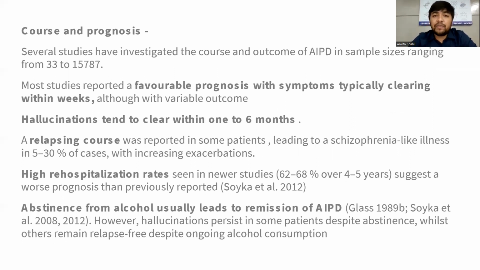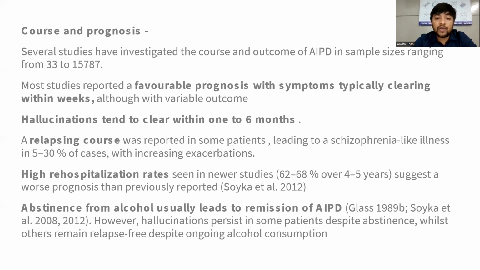Most studies reported a favorable prognosis, with symptoms typically clearing within weeks. Hallucinations tend to clear within 1 to 6 months. A relapsing course was reported in some patients, leading to a schizophrenia-like illness. Again, relapse is seen, but it is not the common result. High rehospitalization rates are seen in newer studies, though. So 62 to 68% of people were rehospitalized over a 4 to 5 year period. It suggests a worse prognosis than previously reported. So maybe new data is warranted.